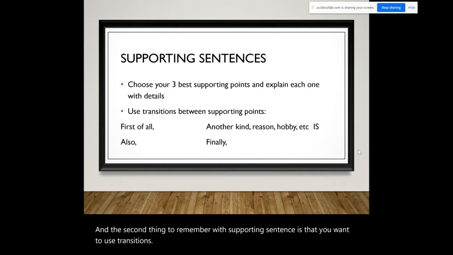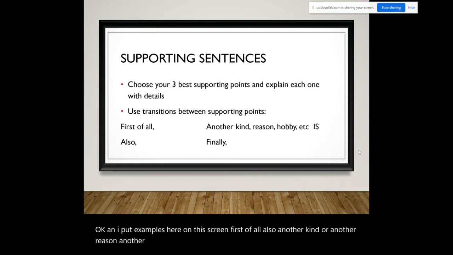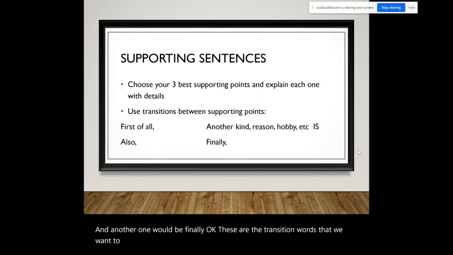So let's look over at page 20. Page 20 at the bottom. Organize your ideas with transitions. Okay, and I put examples here on the screen. First of all, also, another kind, another reason, another hobby is, and another one would be, finally. These are the transition words that we want to use when we're moving to another supporting point.